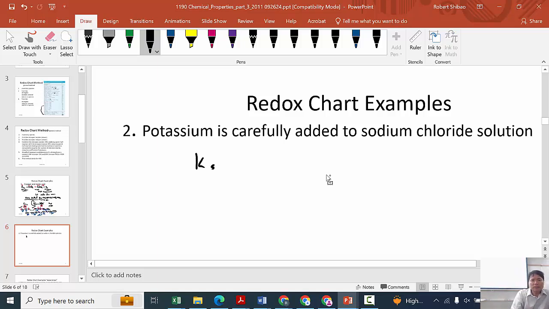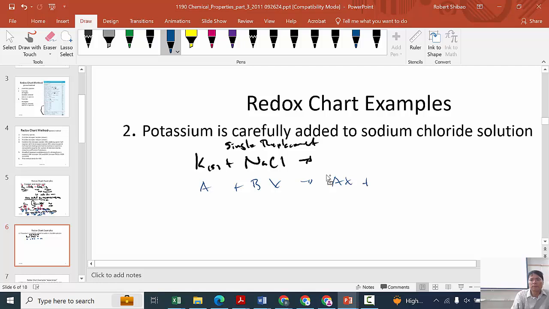Let's try this one. Potassium solid is added to sodium chloride solution. This looks like single replacement. So if we were to use the single replacement, A plus BX yields AX plus B, so I would suspect I would form potassium chloride plus sodium. Sodium, this is the metal, not the ion, the element sodium.